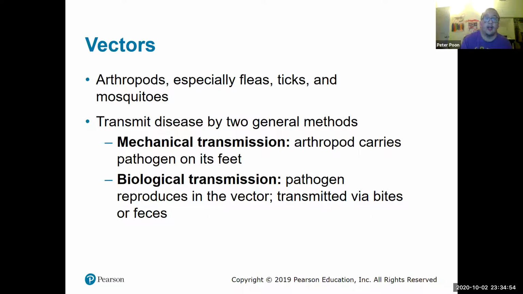Vectors, arthropods, especially fleas, ticks, and mosquitoes, transmit diseases by two general methods, either mechanical transmission or biological transmission. The difference between the two is replication. In biological transmission, the pathogen has to reproduce in the vector, and that's usually transmitted via the bites or the feces of the animal.